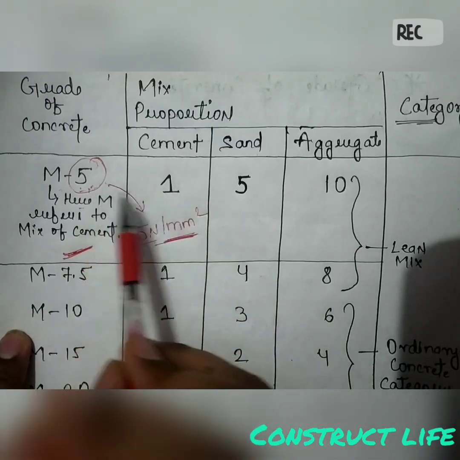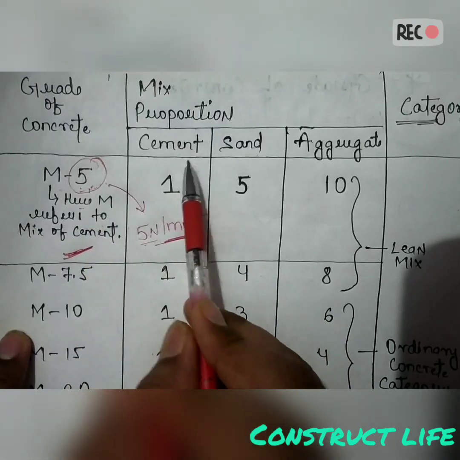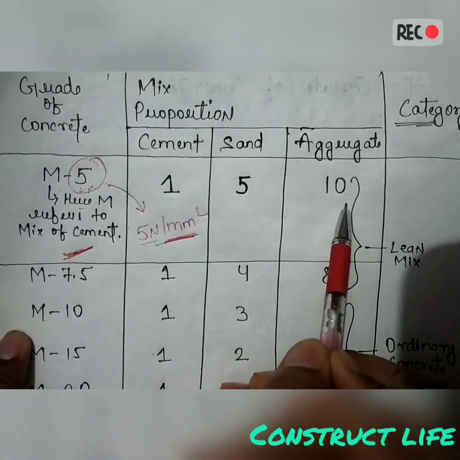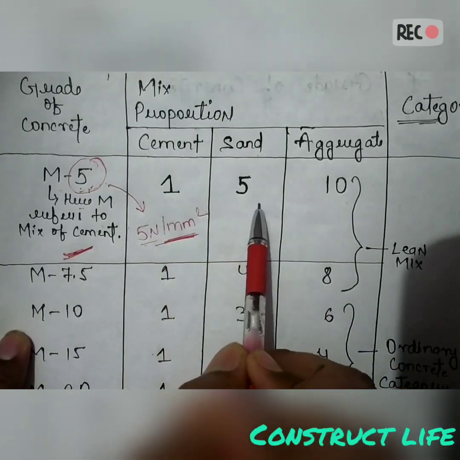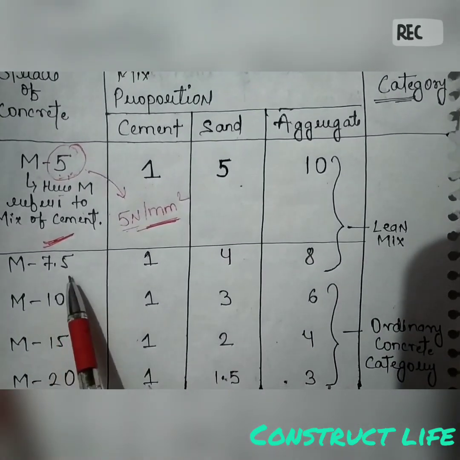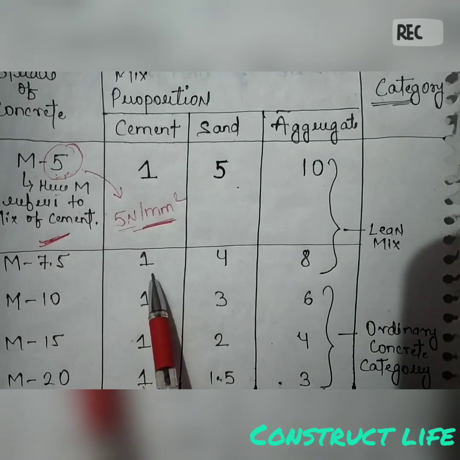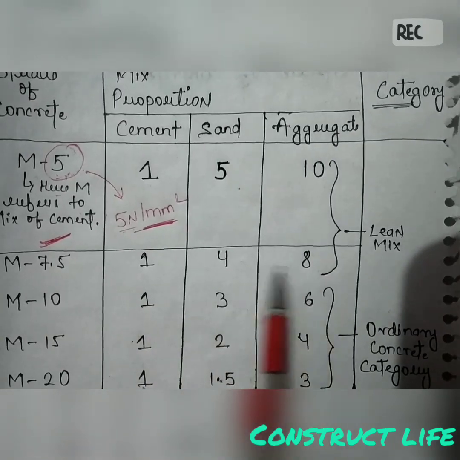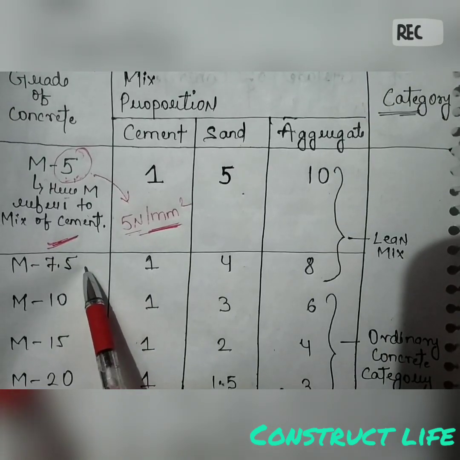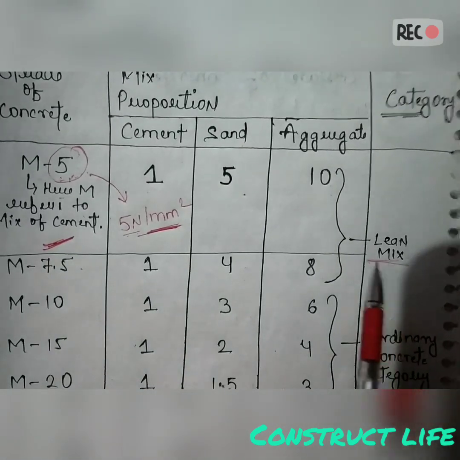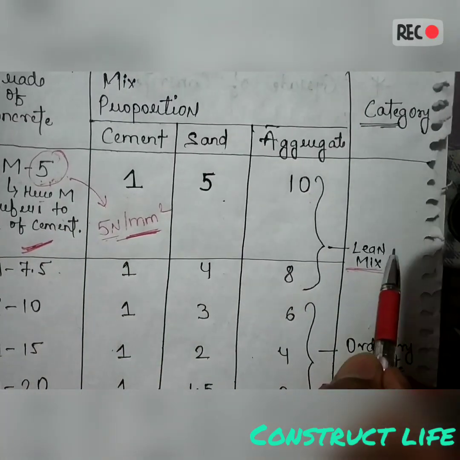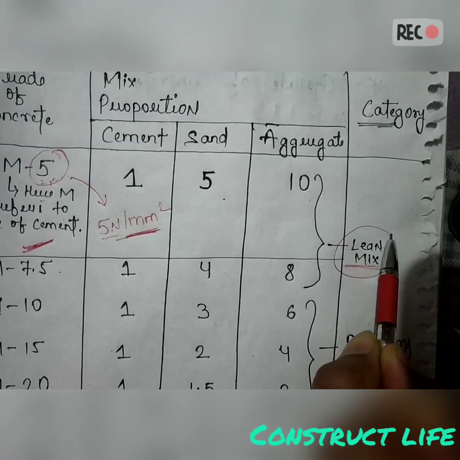So for this design, the proportion of cement, sand and aggregate is 1 is to 5 is to 10. It is according to the Indian Standards. Then after that we have M7.5. Their ratio is 1 is to 4 is to 8. Both M5 and M7.5 grades of concrete are called lean mix design.